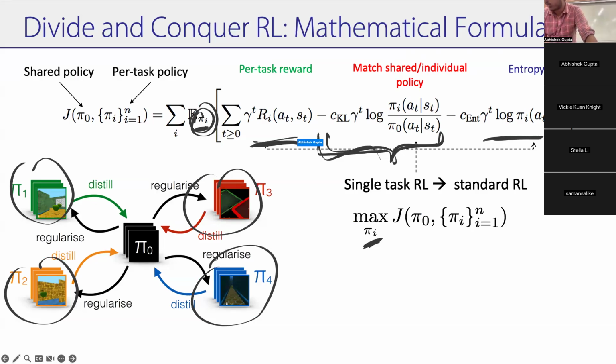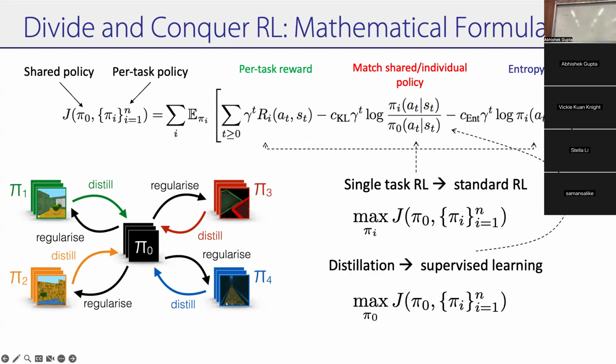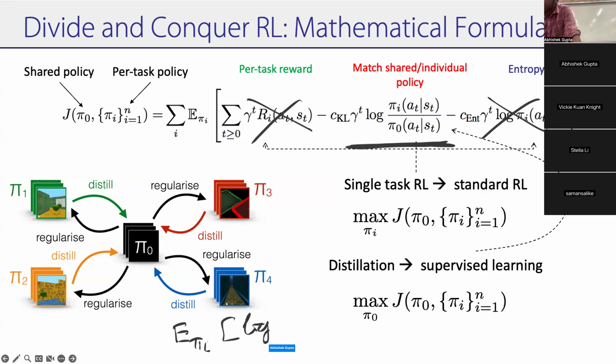So this is maximizing reward, maximizing entropy, and this is saying specialists should be close to generalists, right? And then supervised learning is trying to optimize this objective with respect to pi naught. This term doesn't depend on pi naught. This term doesn't depend on pi naught. The only term that depends on pi naught is this guy. And you can see that this objective essentially boils down to supervised learning with data drawn from the specialist. So it's going to be expectation under pi I of minus log pi naught, given S.